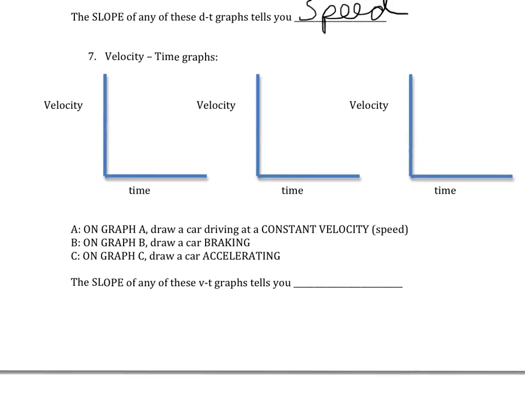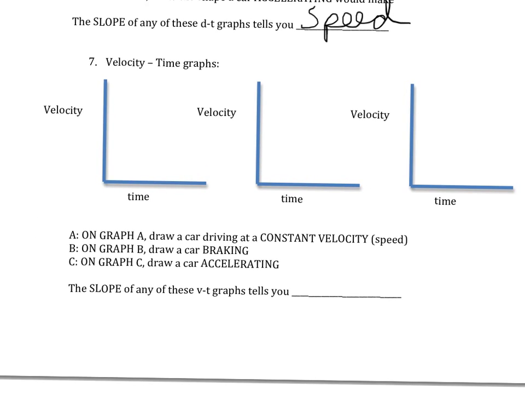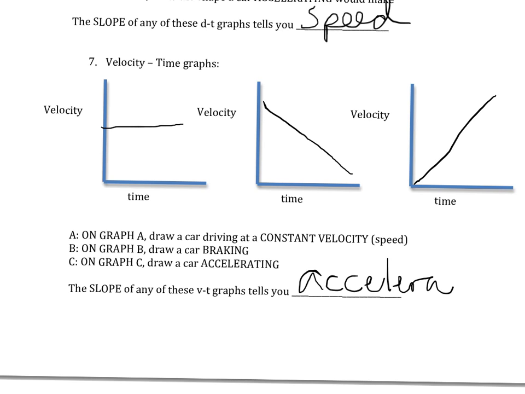Now for the next part here, we have velocity time graphs. So if you take a look on graph A, you want to draw what a car would look like that's moving at a constant velocity. And that's going to look like this. For graph B, a car that's braking, it's going to be a negative slope. And for graph C, a car that's accelerating, it's a positive slope like that. So any of these graphs will tell you something about the car's acceleration. So the slope of a VT graph is acceleration.